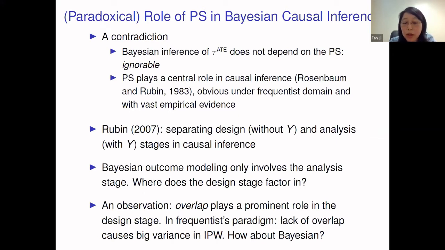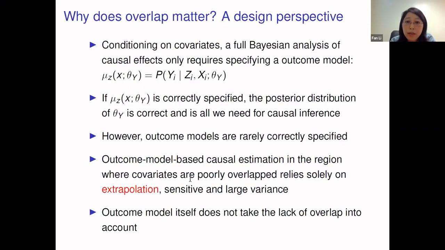So this is a well-known thing. We know that in the frequentist domain, lack of overlap is a huge problem. But again, if you just stick to the surface, you will say that doesn't seem to factor into Bayesian, because the Bayesian outcome approach doesn't have anything to do with propensity, right? So there's some disconnect here.